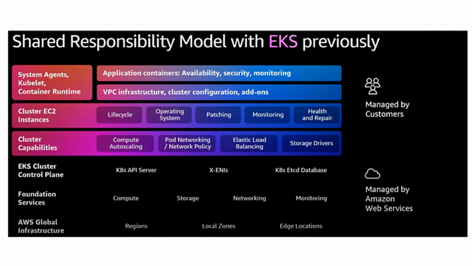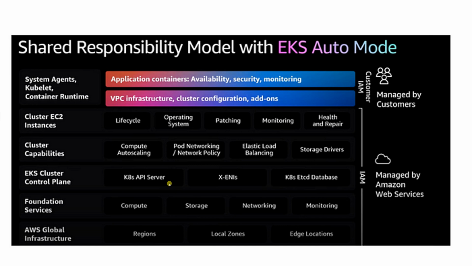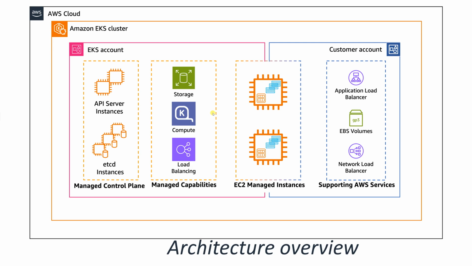Now coming to the shared responsibility in Auto Mode, with Auto Mode, I will say about 80 to 90% of our work is completely eradicated. AWS will manage all the workload on the backend: the global infrastructure, foundation services, EKS cluster control plane, cluster capabilities, and cluster EC2 instances. This means they take care of compute auto scaling, pod networking and network policies, elastic load balancing, storage drivers, and the EC2 management: the lifecycle, operating system, patching, monitoring, and health and repair. Our part, the application team's responsibility, is only to take care of the application containers, their availability, security, and monitoring.